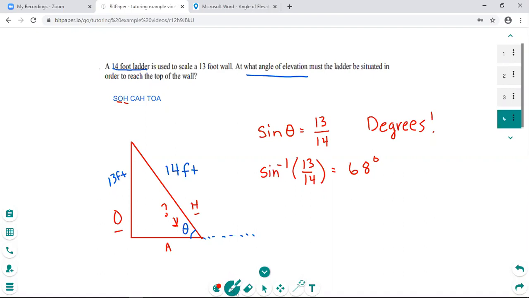That's pretty steep. So the ladder must be placed at 68 degrees from the floor in order to reach the top of the wall. The angle of elevation is 68 degrees. I prefer to write my answers in a sentence or a phrase, so that it's very clear what the answer is.